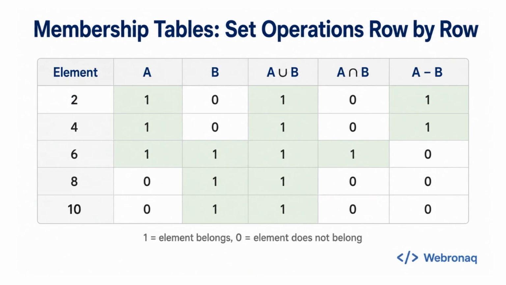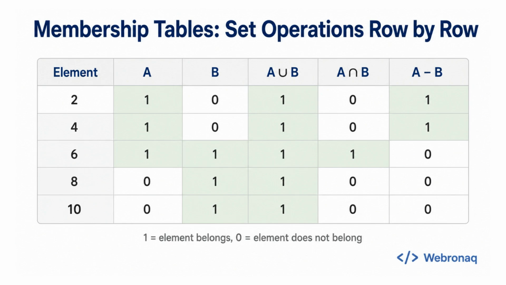It works just like a logic truth table, but for set membership. We list every element from the universal set down the rows. Then we mark a 1 if that element belongs to a given set, and a 0 if it does not. For element 2, it is in A, so A gets a 1. It is not in B, so B gets a 0. The union column gets a 1 because 2 is in at least one set. The intersection gets a 0 because 2 is not in both. A minus B gets a 1 because 2 is in A but not in B.